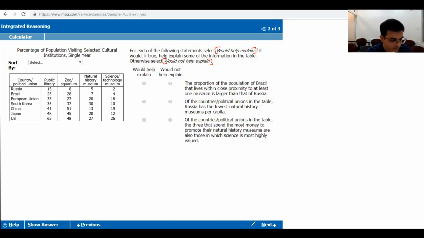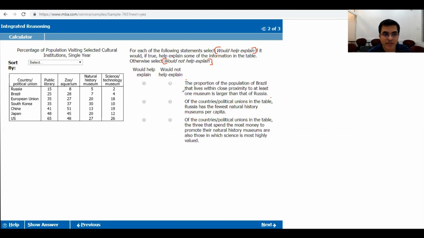Okay, so I'll tell you what exactly this means. First of all, this is not the same as yes and no. Would help explain. Let's read the wording carefully. For each of the following statements, select would help explain if it would. If it would means if this statement, if assumed to be true, meaning whatever is being told to us from year to year, let us assume it is true. And if true, will it help explain some of the information in the table?